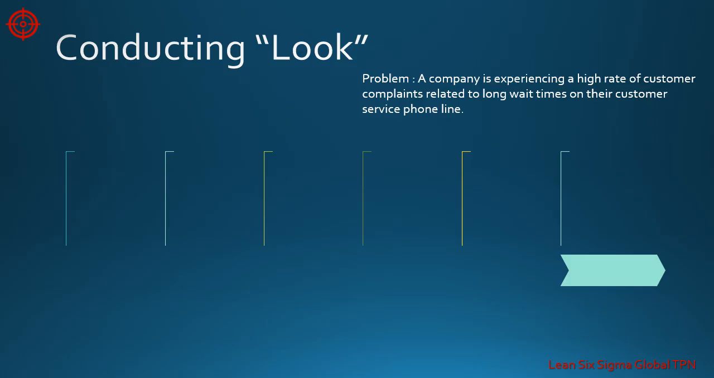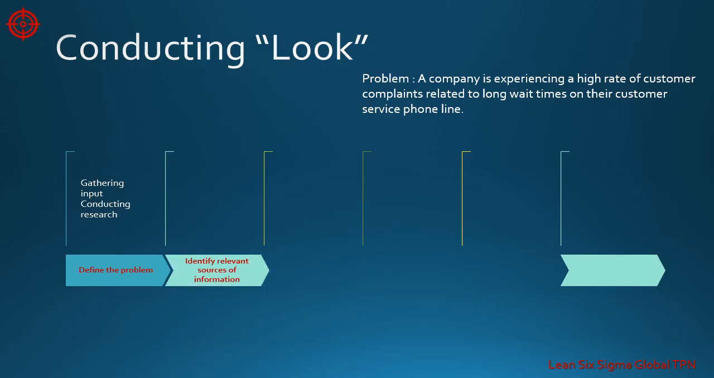Okay, here are steps to conduct a look. So start by identifying the problem or challenge that needs to be addressed. This may involve gathering input from stakeholders or conducting research to better understand the problem. For example, the problem is long wait times on the customer service phone line, which is resulting in a high rate of customer complaints. Then determine the types of information that are needed to understand the problem or challenge.